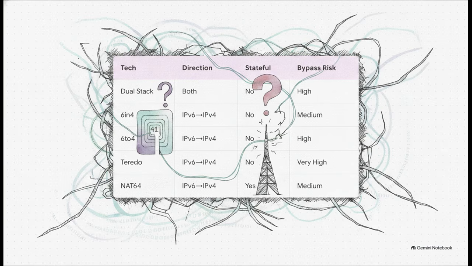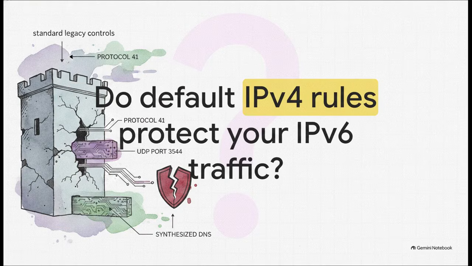6to4 carries a high risk because of uncertainties around anycast relays. And even your standard 6in4 carries a medium risk just via Protocol 41 encapsulation, which forces every single security architect to answer a highly uncomfortable question regarding universal risk across their network. Do your default IPv4 rule sets actually protect your IPv6 traffic? Well, the immediate, sobering answer is absolutely not. They protect exactly none of it. Protocol 41, UDP port 3544, synthesized DNS records, all of this traffic bypasses your standard legacy controls entirely.